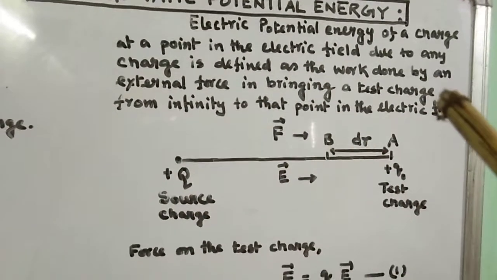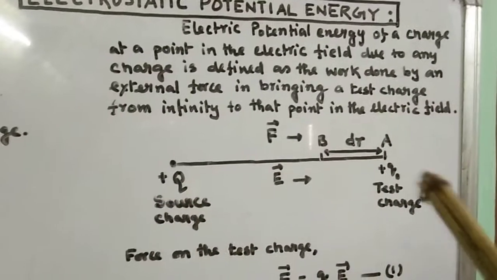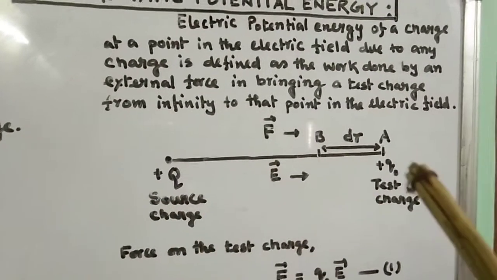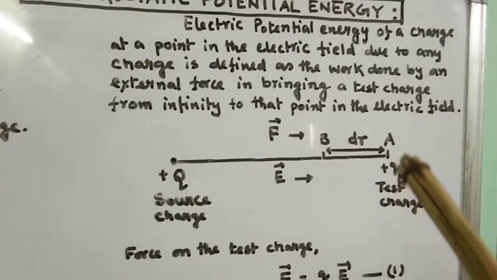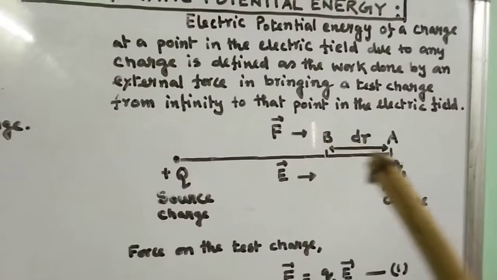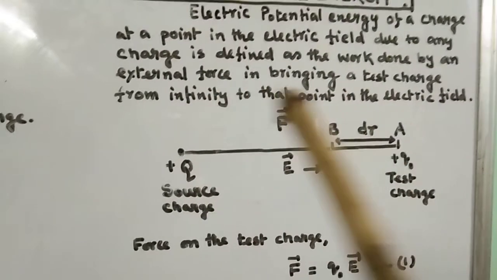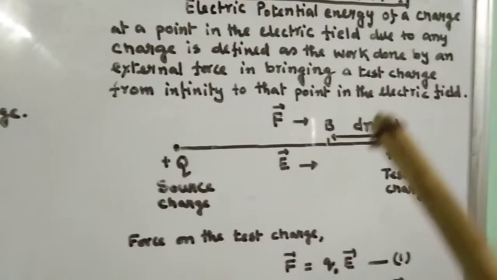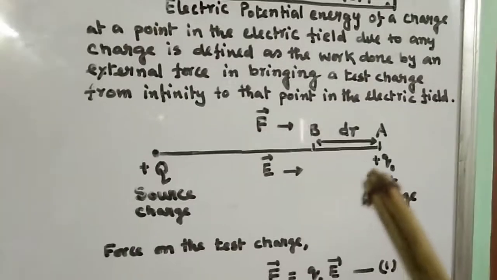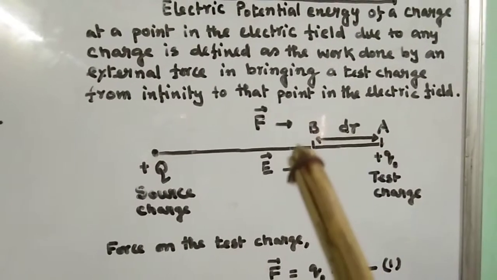Is defined as the work done by an external force. So definitely both are positive charges, and this magnitude is higher than this one. So definitely a repulsive force will be experienced on this test charge, which is of higher magnitude. Is defined as the work done by an external force in bringing a test charge from infinity to that point in the electric field. So as practically infinity you can't define, that's why we have considered in the figure two finite points, that is A and B.